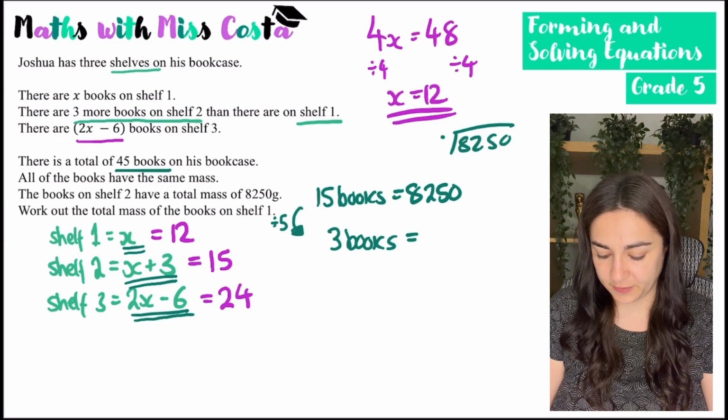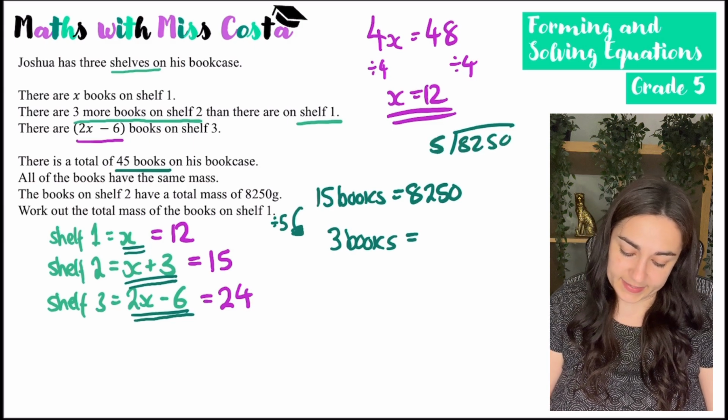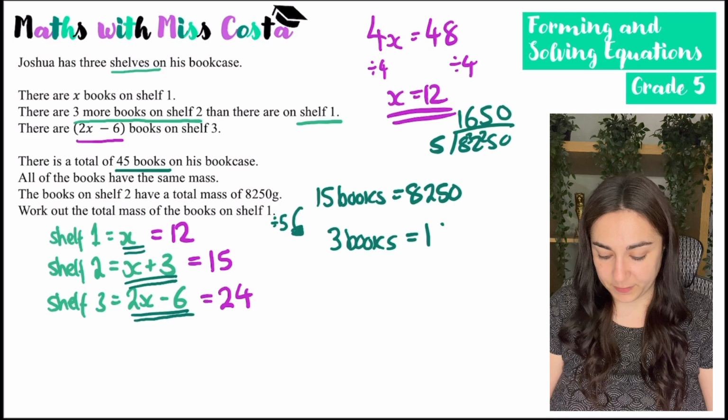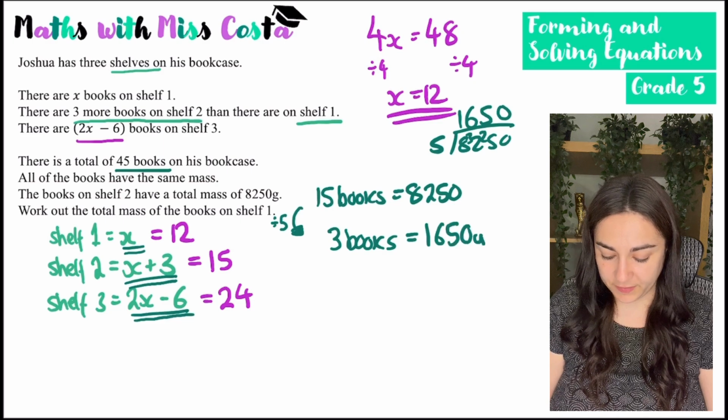So 8,250 divided by 5. 5s into 8 go once, remainder 2. 5s into 32 go 6, remainder 2. 5s into 25 go 5. And 5s into 0 is 0. So 3 books must be 1,650 grams.